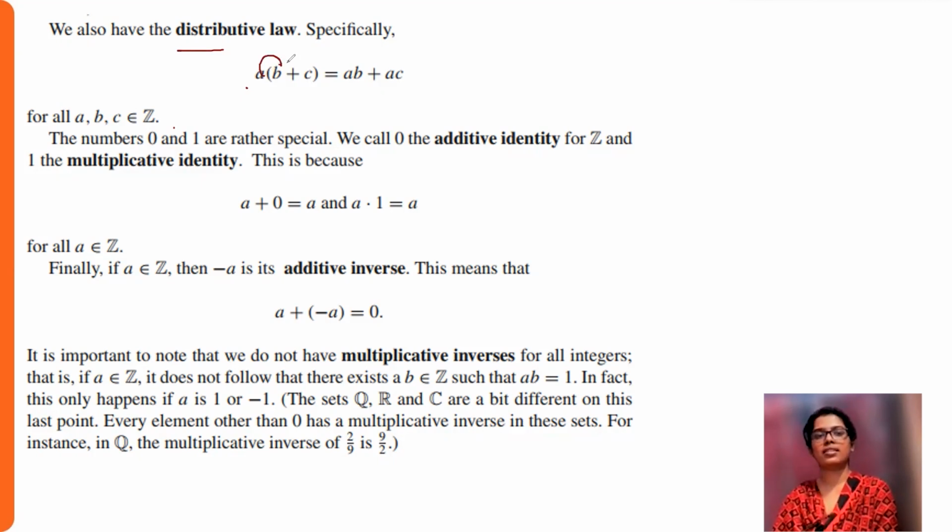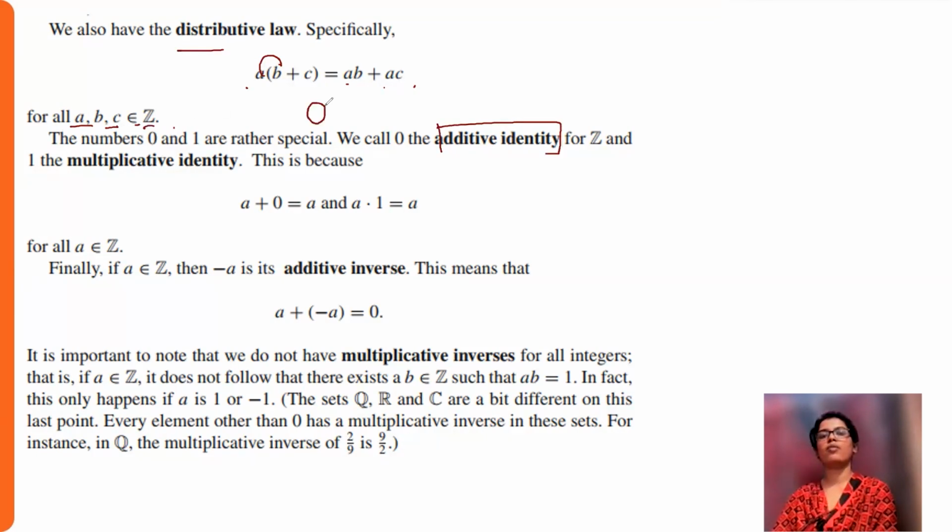This product is distributed over addition. So we have A multiplied by B plus A multiplied by C, no matter whatever A, B, C we take in Z. Now, if we talk about the identity element for Z, the additive identity is 0.